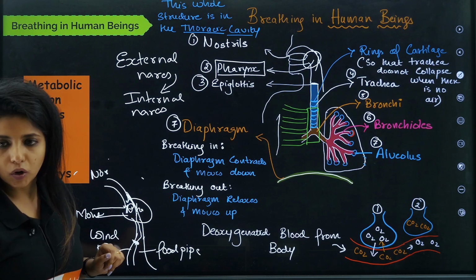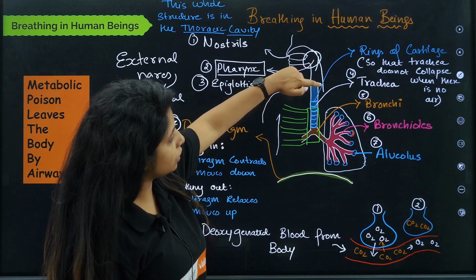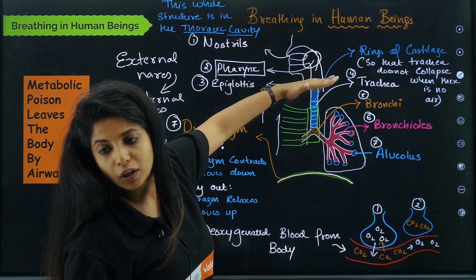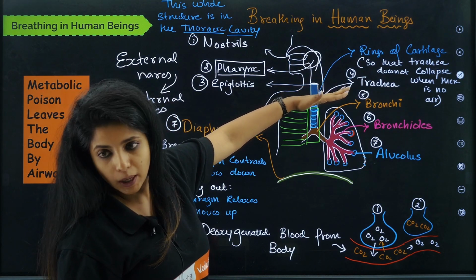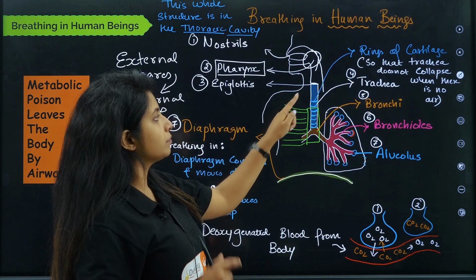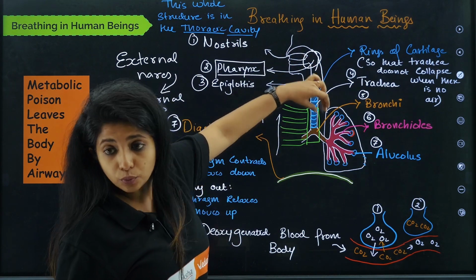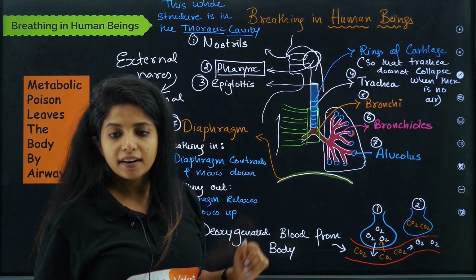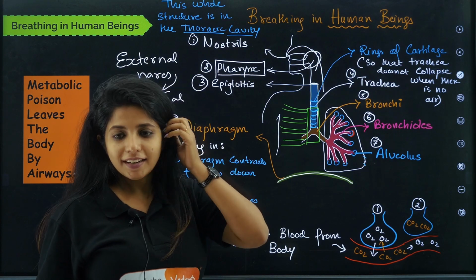So there should be someone who stops things from going there. That is known as the epiglottis. There is a flap of tissue that you can see over here, which is known as the epiglottis, which opens and closes. Now going ahead, this is your trachea, the next thing that you have.